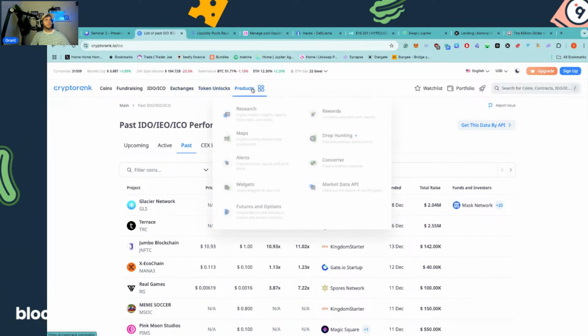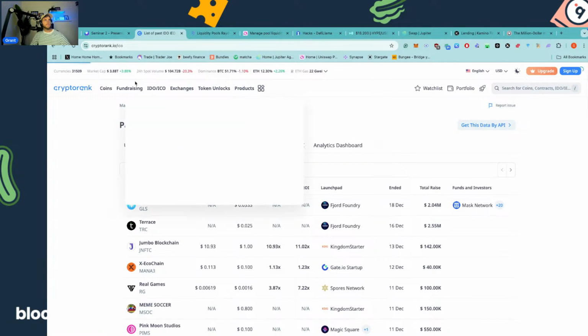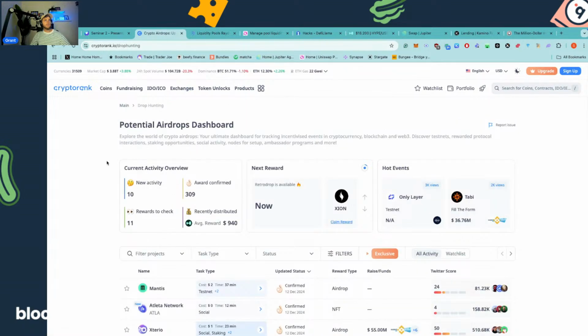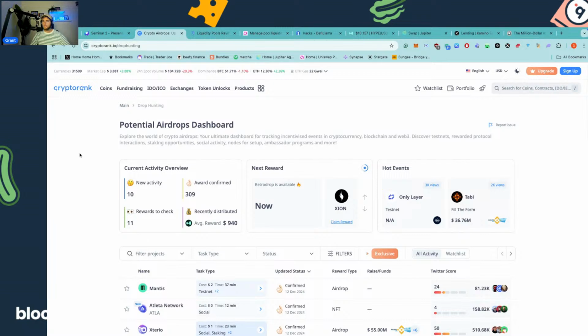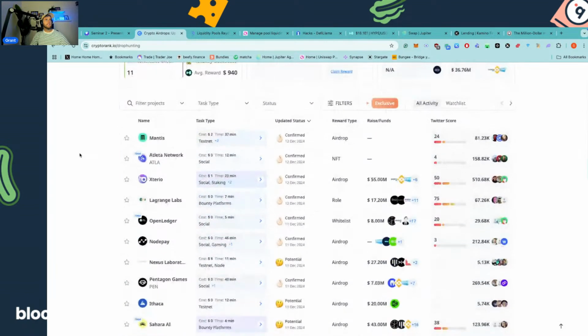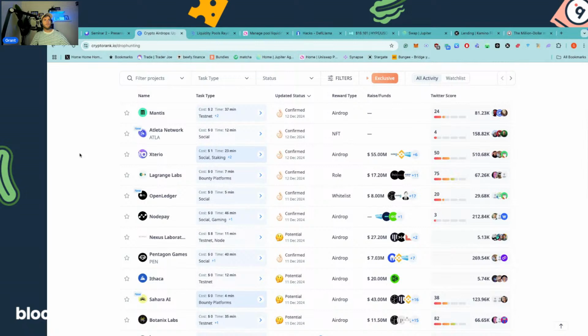So you can go to products. Where the hell was it? Drop hunting. So it's cryptorank.io, and then drop hunting. And then you've got basically a load of information. So the name of the project, the type of task which they expect you to perform, the update status, reward type, did they raise, what's their Twitter score?